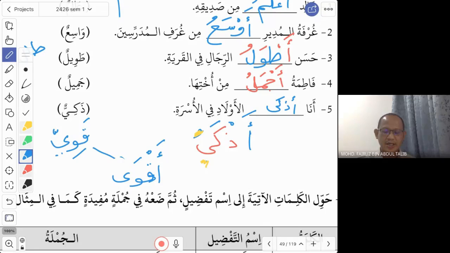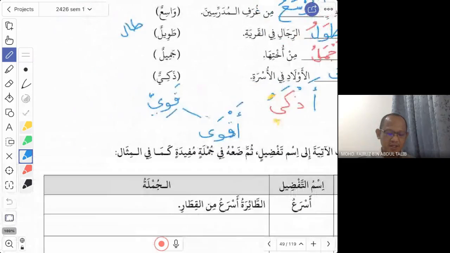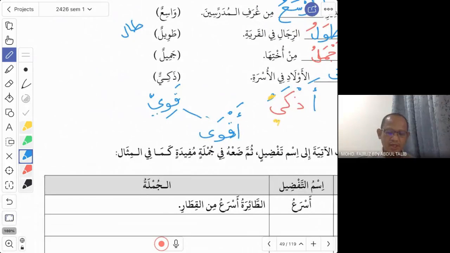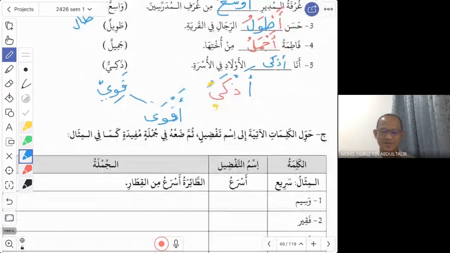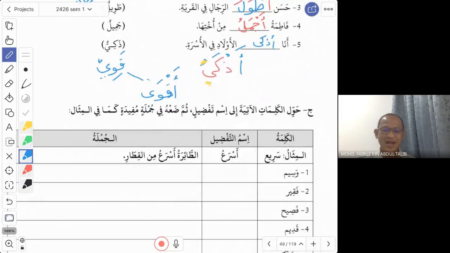Okay, what else? If I'm not mistaken, I have another word. Kawi, zaki. No, these two. I forgot the others. Next time when I remember the others, I will give you the other words.